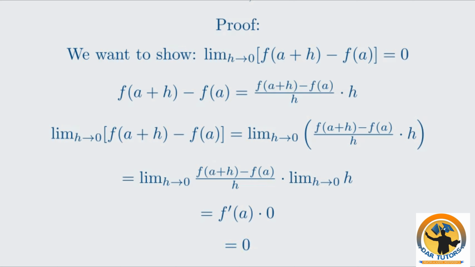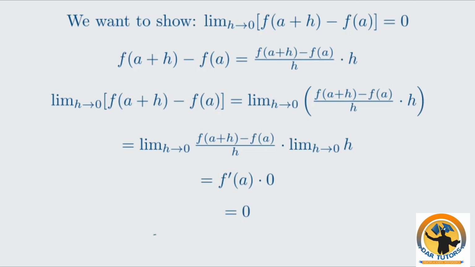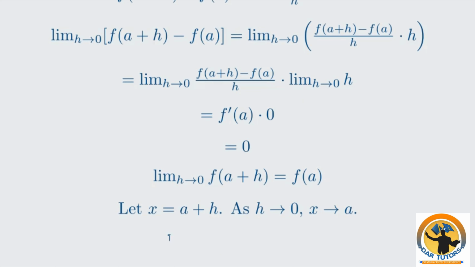We can rewrite this by adding f of a to both sides. This gives us the limit of f of a plus h as h approaches 0 is equal to f of a. Now, let's make a substitution. Let x equal a plus h. As h approaches 0, x approaches a. Substituting this into our equation, we get the limit of f of x as x approaches a is equal to f of a. This is precisely the definition of continuity at x equals a.